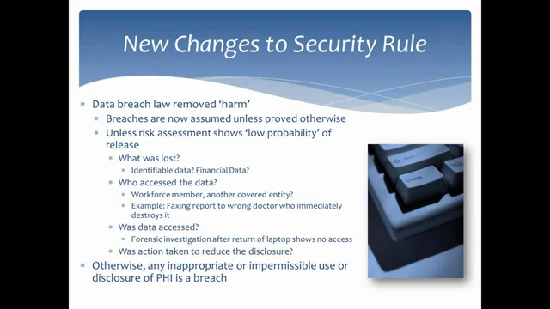This changed, and they removed the harm requirement. So now a data breach is assumed unless it can be proven otherwise. That's a huge change. So an organization, let's continue with the laptop example, can do a risk assessment that may show a low probability of release.